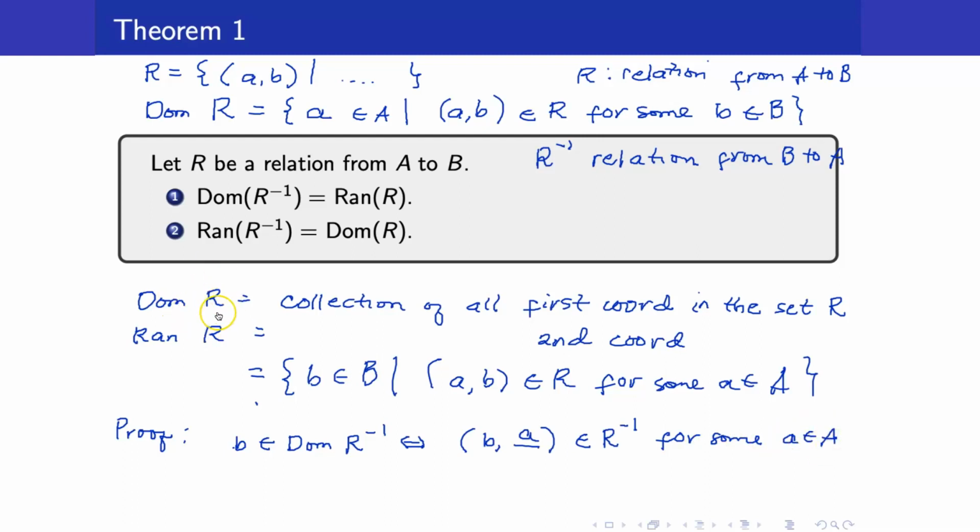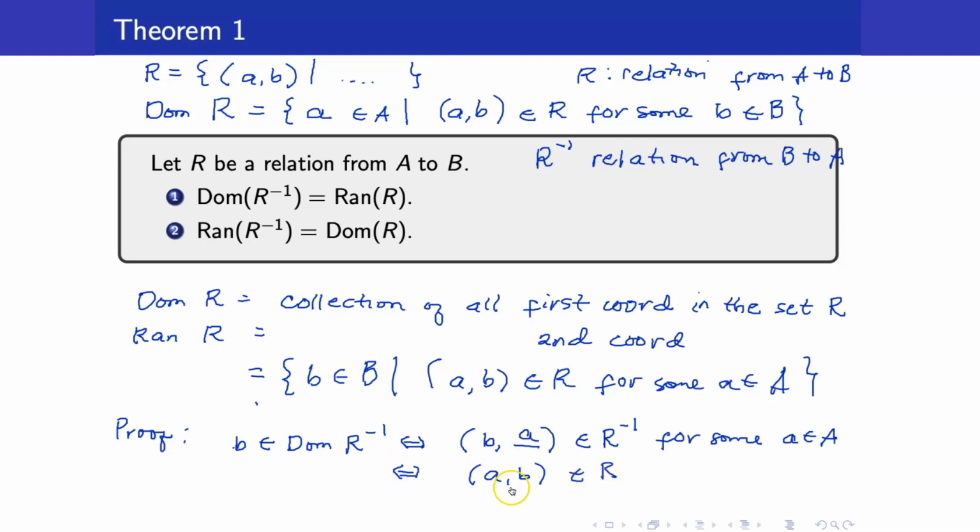Take note that that is different from here because this is R. So what I just want you to remember when you're talking about the domain, you are the collection of all first coordinates. And if you are a first coordinate, then you should have a corresponding second coordinate. And the relation that we are talking about here is R inverse. Now, what does it mean for (b, a) to be in R inverse? This means that (a, b) is in R, correct?